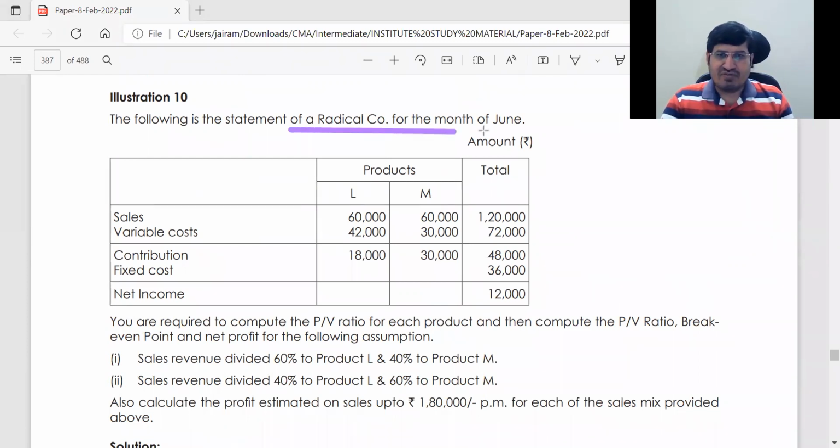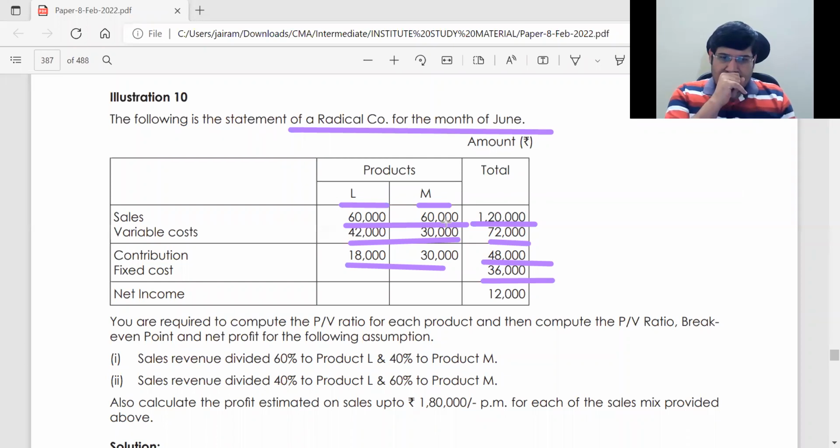Statement of this company for the month of June. This is the monthly statement. There are two products, L and M. So sales is the same for both products, and this is the total of the two. Okay, the variable cost is this and this is its total. Now this contribution is individual, this is the total. Now this fixed cost is for the whole month. So they haven't divided the fixed cost. Put it here and they got profit here. This is the marginal cost statement you already have with you.